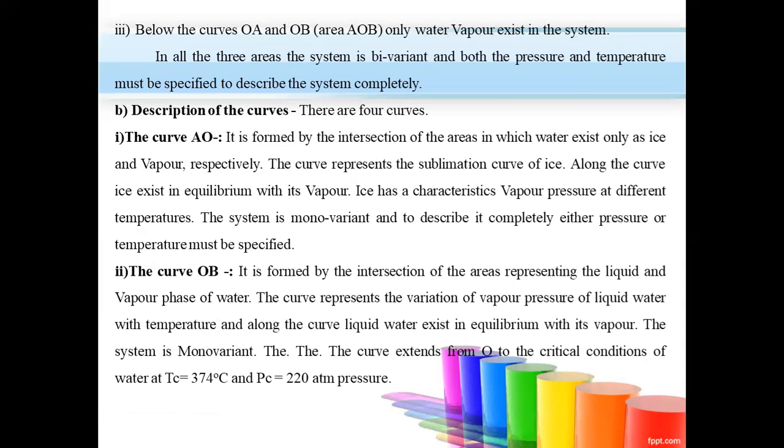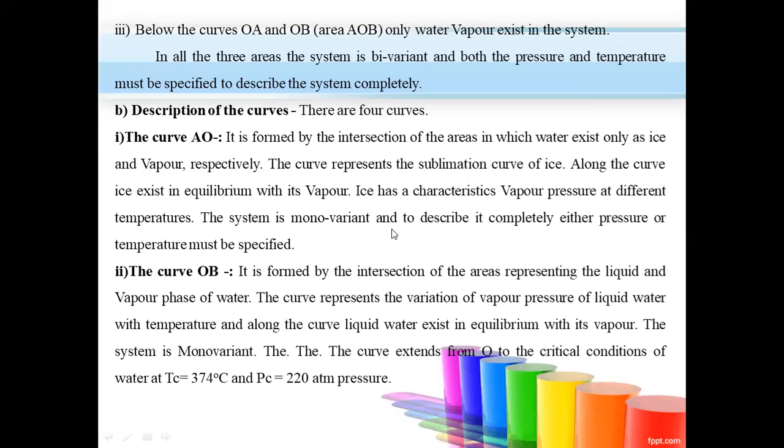Now the description of the curves. First, the curve AO is formed by the intersection of the areas in which water exists only as ice and vapor respectively. The curve represents the sublimation curve of ice. Along the curve, ice exists in equilibrium with its vapor. Ice has a characteristic vapor pressure at different temperatures.